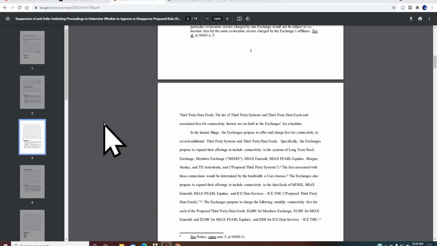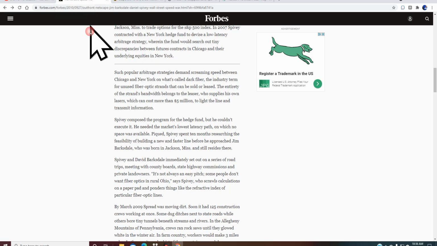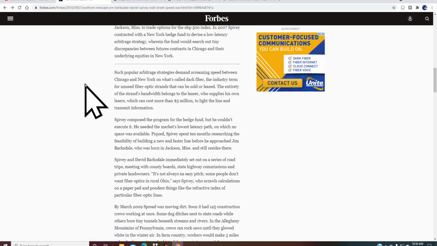So when you look up their connectivity settings, and even in the NYSE, first let's look at this article by Wall Street Speed War. In essence, it says that Chicago and New York, the industry term, they're using fiber optics that are unlit or unused, such as dark fibers, which gives a latency advantage. And we all know that in the stock market, latency advantage is the thing that everyone is after. That way they can be the first in line.